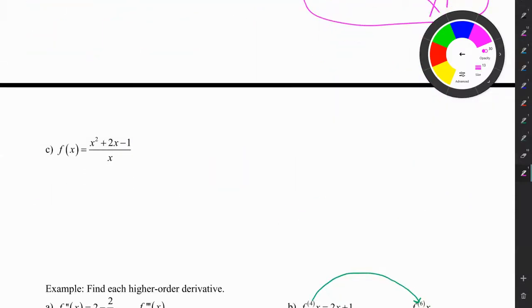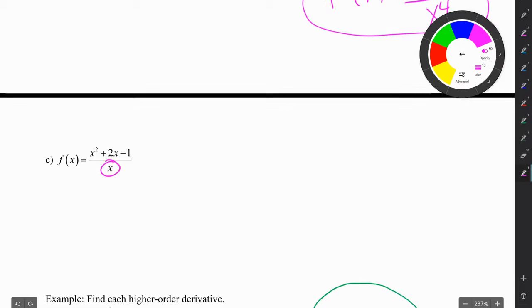For C, you're like, oh, look, it's a quotient rule. No, you don't have to do a quotient rule. Because the denominator is a monomial, we can break this up into 3 separate pieces and then take the derivative of each of the 3 pieces.